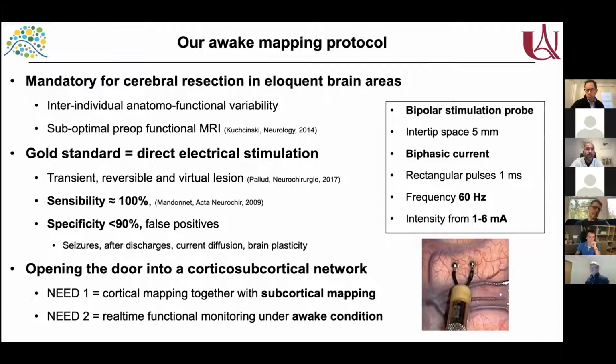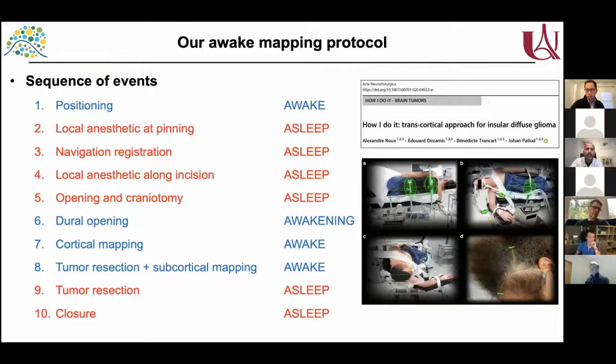Second, real-time functional mapping requires the patient to be awake. And we perform the classical asleep-awake-asleep protocol. We awake the patient during the opening of the dura mater. Then, when the patient is fully awake, we perform the initial cortical mapping, and the patient stays awake during the tumor resection to identify and tailor the deep functional boundaries of resection. Then, the resection can be completed in non-eloquent areas where the patient is asleep.